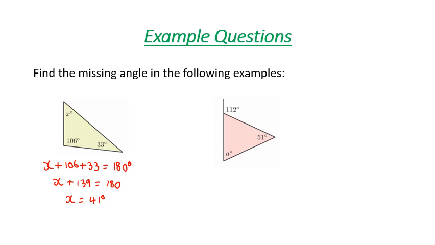And here, the sum of the opposite internal angles, so A plus 51, must equal 112. Therefore, A must equal 112 take 51, which is going to give me 61 degrees.